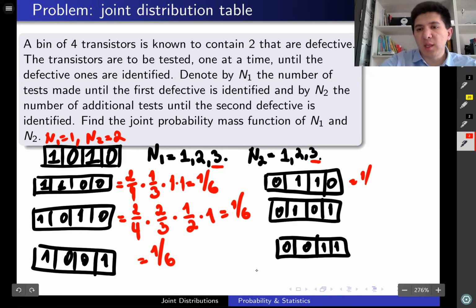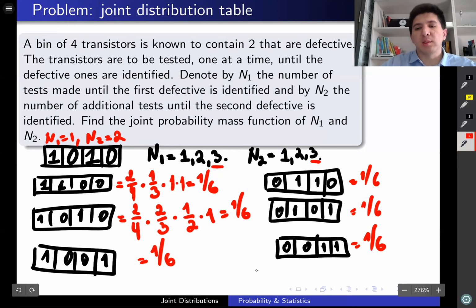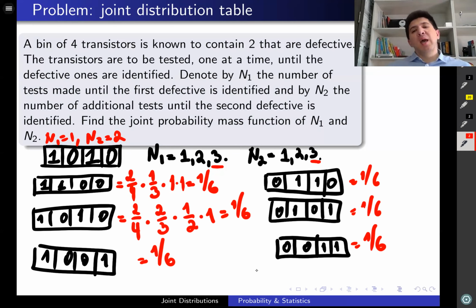This is 1 over 6. This is 1 over 6. And this is also 1 over 6. So there are six cases. All the probabilities are 1 over 6, and their sum is equal to 1. So everything is defined correctly here.